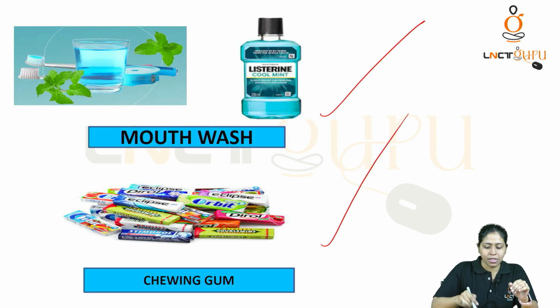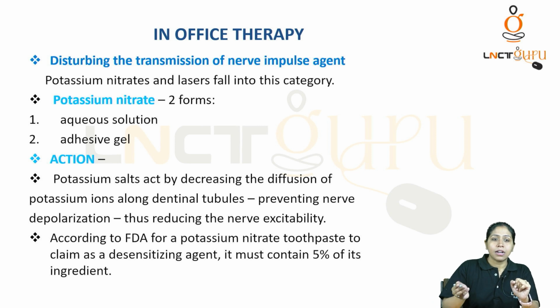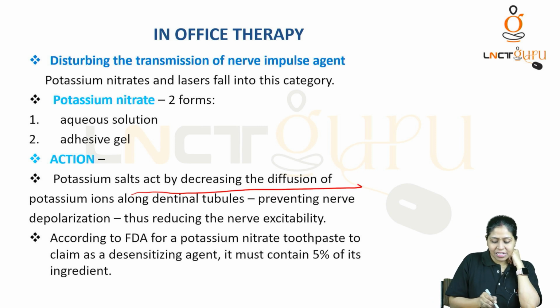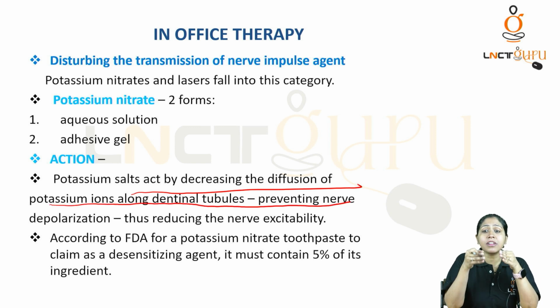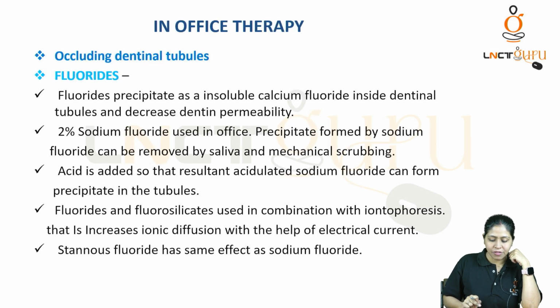See, we can see the mouthwash. In office therapy, what are the various agents used? First is potassium nitrate. It can be present in an aqueous gel or adhesive gel. What is the main mechanism? The potassium salts act by decreasing the diffusion of potassium ions into the dentinal tubule. That is, it is acting on the nerve. It is of that mechanism, potassium nitrate gel.